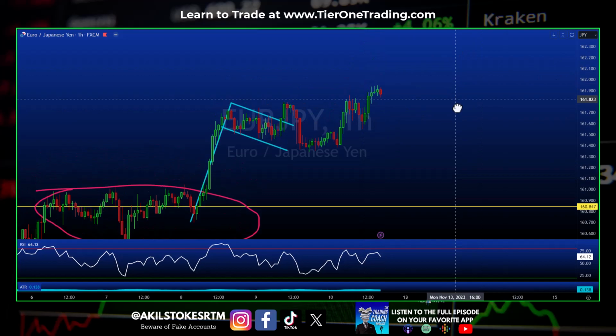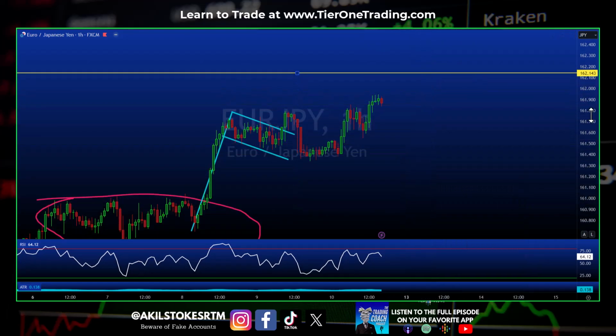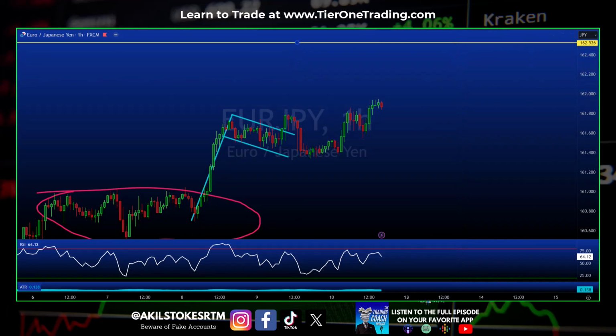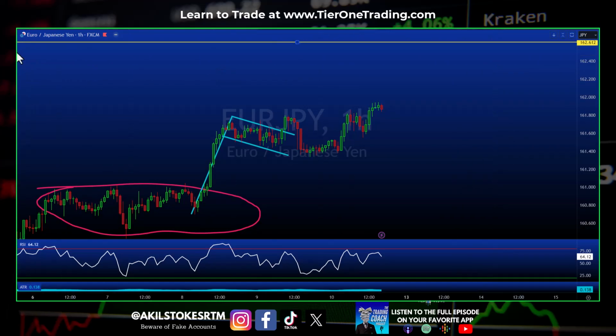Again, 162.60s is that upper level that I'm predicting we're going to go to. So we still have room higher. So what do we do? Well, we don't do anything fancy. We honestly don't do anything different. We stick to the exact same method that we've been tracking forever.